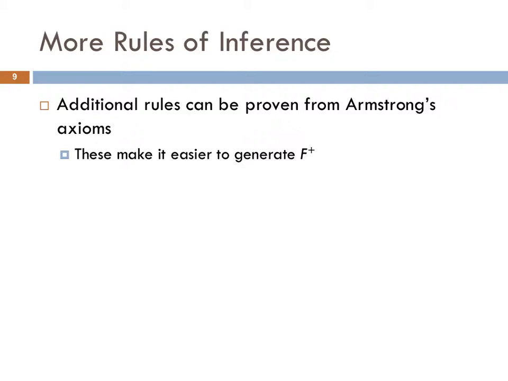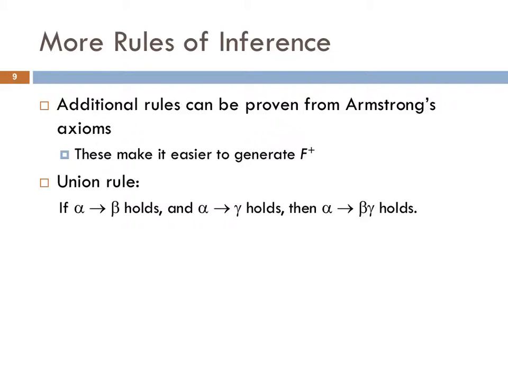There are other rules that are nice. They're helpful for being able to reason about functional dependencies. These are ones that you'll actually get to prove on assignment 6, and you'll note that they aren't that difficult to prove. So I don't think you'll have any real difficulty with this. So if alpha functionally determines beta and alpha functionally determines gamma, then you can infer that alpha functionally determines both together, beta gamma.